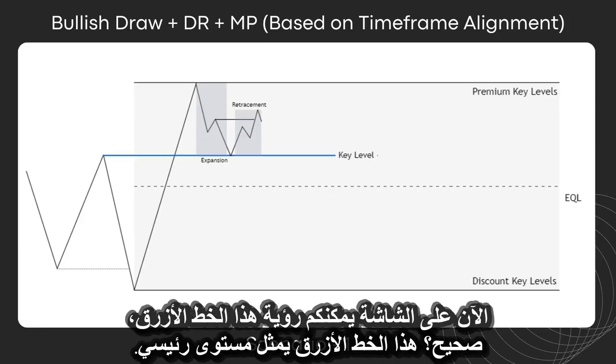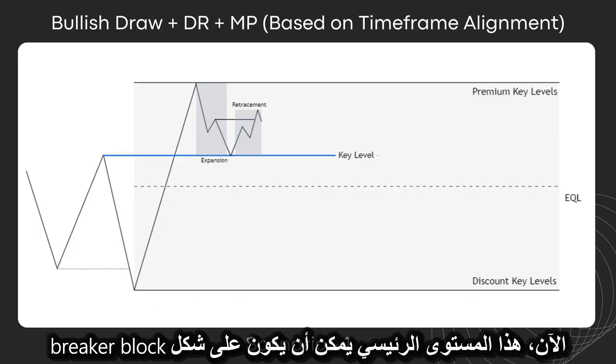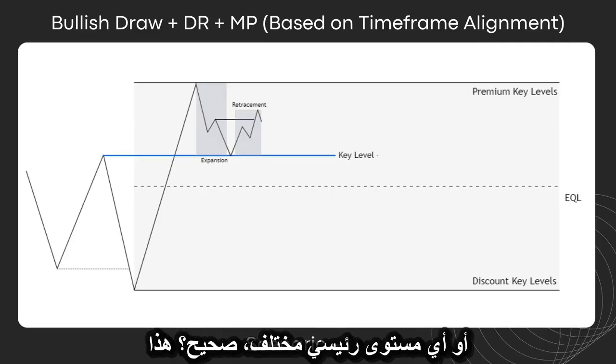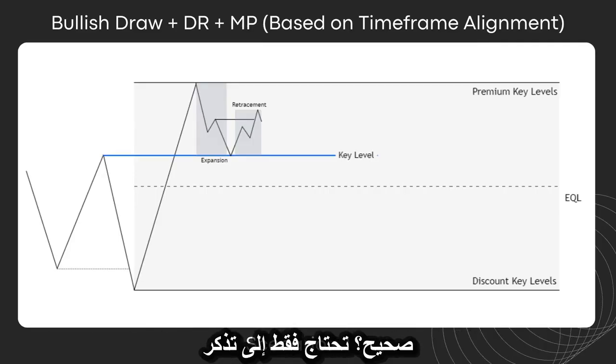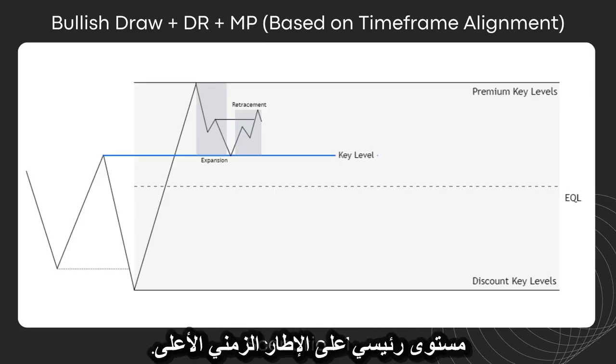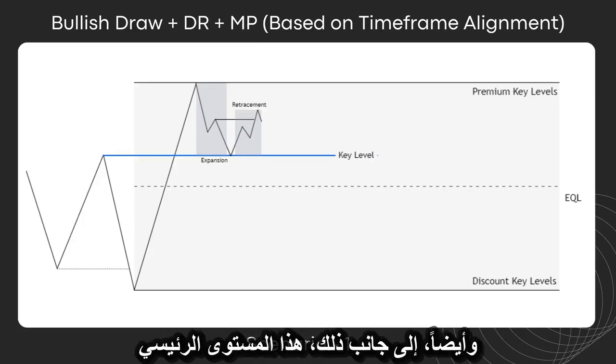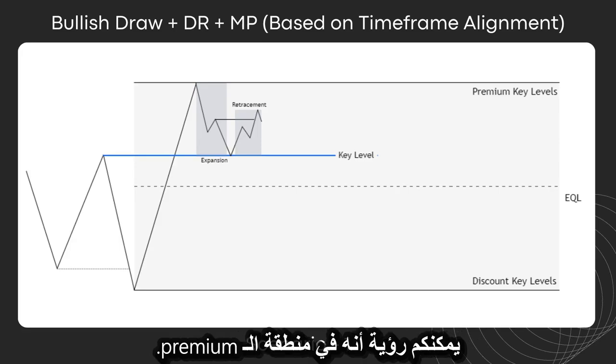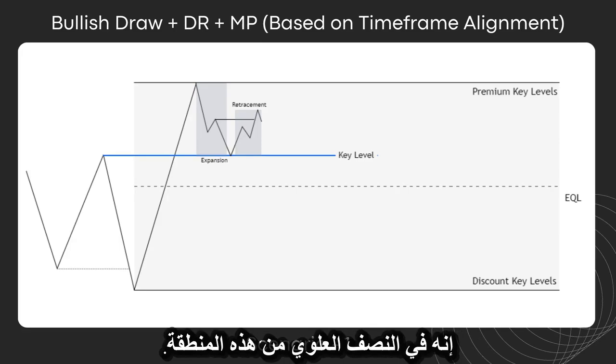So now on the screen you can see this blue line, right? This blue line is representing a key level. Now this key level could either be in the form of a breaker block or any different key level, right? That doesn't make a difference. You just need to remember that this blue line right here represents a key level on the higher time frame. And also along with that, you can see that it's in the premium region. It's in the upper half of this region.